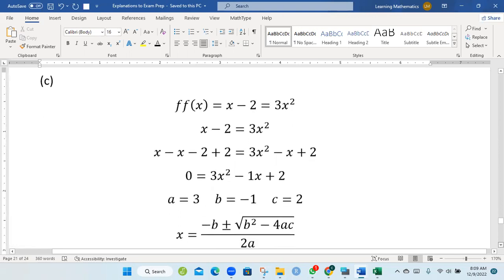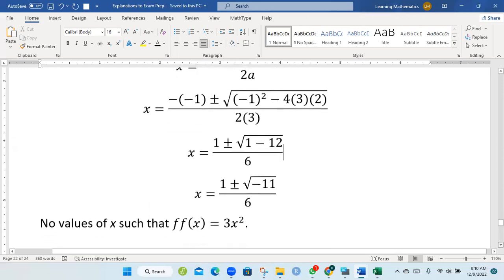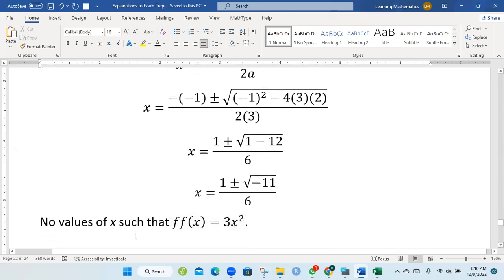And here we are trying to find the values of x such that ff is equal to 3x squared. Ff is x minus 2. So x minus 2 equal to 3x squared. We're going to try to see if there are values of x such that x minus 2 is equal to 3x squared. And to do that, we have to solve a quadratic by equating to 0, cancel all on the left side, find the values of a, b, and c, and then we have found that it is not possible. There are no values of x that make ff equal to 3x squared.